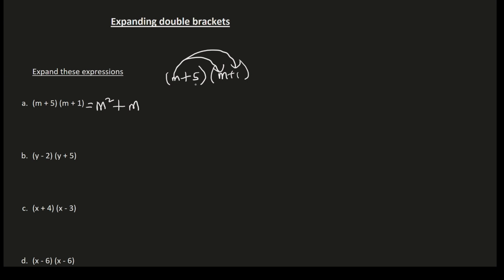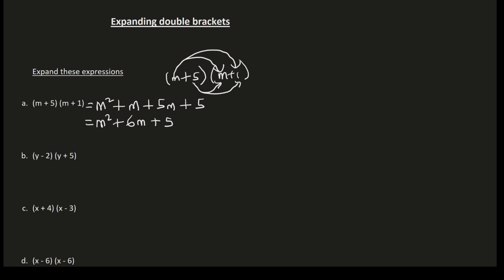Step 2, multiply the 5 by everything in the second bracket. So I have positive 5 times m, which gives me positive 5m, and then plus 5 times plus 1, which gives me plus 5. When you're done, you simplify this. So I have m squared, m plus 5m gives me 6m, and then plus 5.